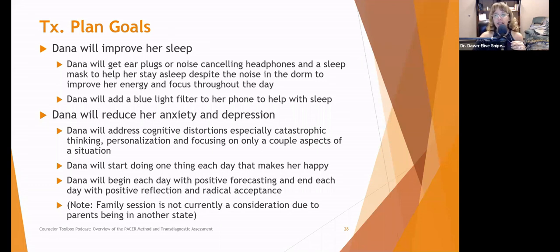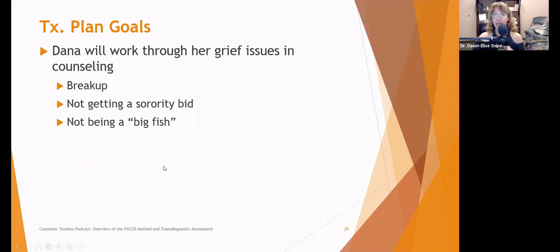Family sessions are currently not a consideration due to her parents living in another state, and it's not something she's really excited about doing. So, that's not on the treatment plan. Dana will work through her grief issues in counseling regarding her breakup, not getting a sorority bid, and not being a big fish anymore. And, helping her start figuring out how to be a medium-sized fish in a little corner of the big pond is kind of what we're looking for with helping her get involved at the gym, maybe volunteering and getting involved in the academic honor society for her profession.